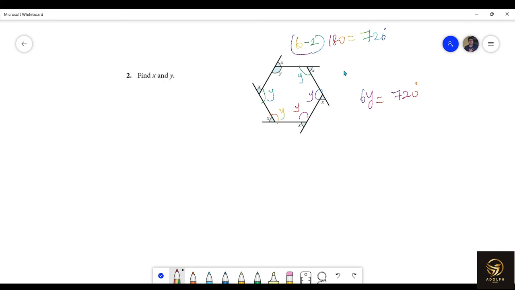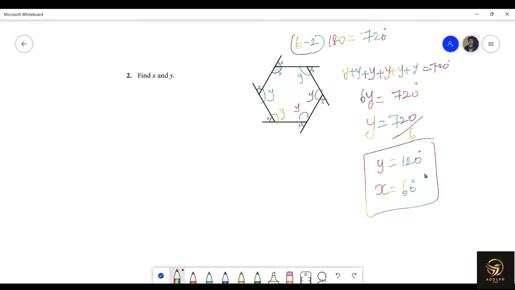Because there are 6 y's, I can write one more step like y plus y plus y plus. So we can add 6y and equate it with 720, because this shape has 6 sides. No need to be a regular polygon also. So now I'm getting y equals 720 divided by 6. That answer is 120. So if y is 120, simply I can find x as 60, because 120 plus 60 makes 180 degrees. So that's it here. Actually, the number of steps is more, but we did not use the property. This is also a way of solving the problems.